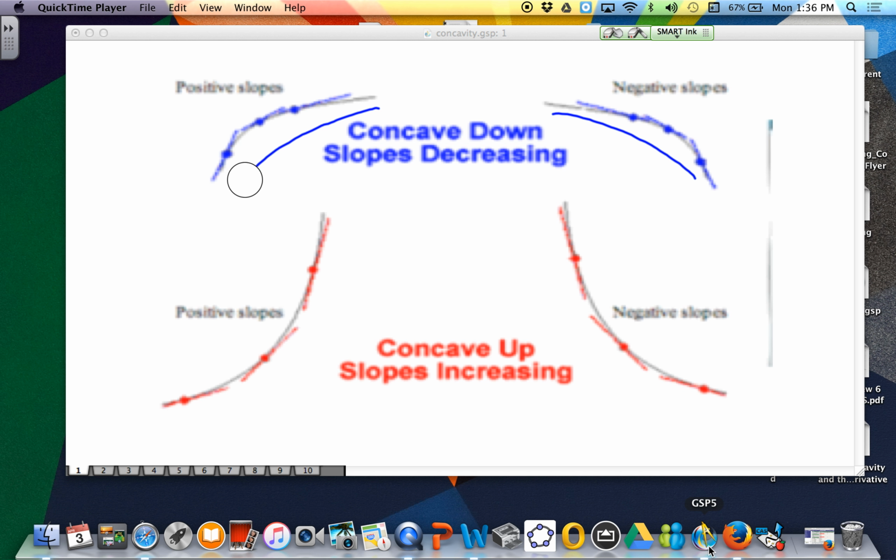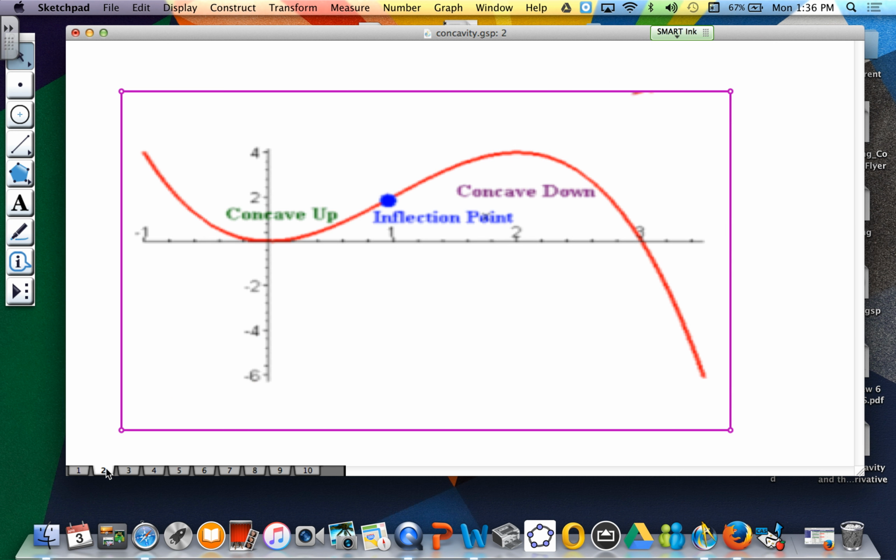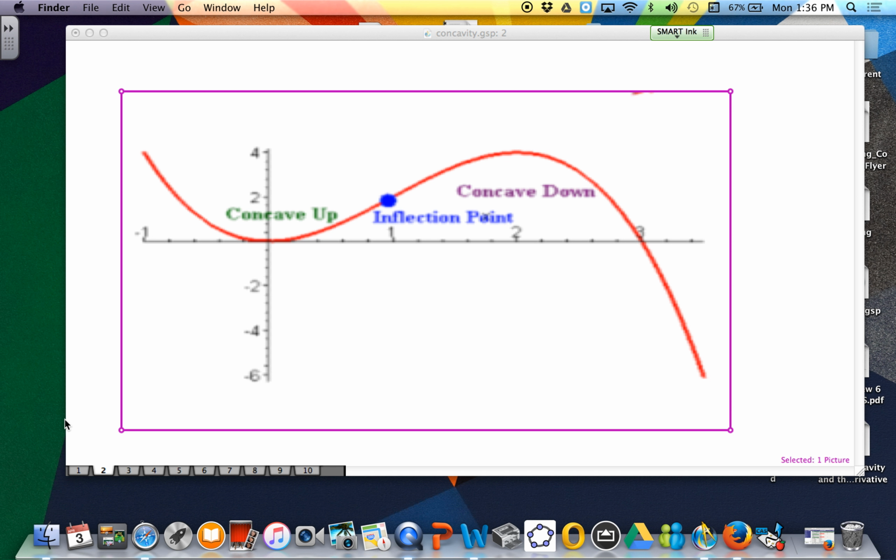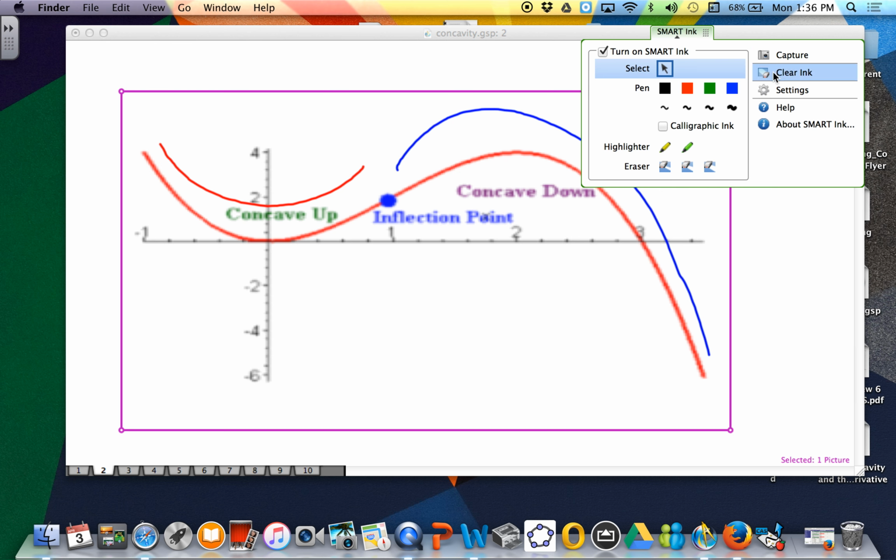Concave up graphs, on the other hand, hold water. And notice their slopes are increasing. So those are examples of concave up and concave down. Here is the graph of a function, and notice the graph is concave up from here to here. And then the graph becomes concave down from here to here. When you have a change in concavity, at that point, you're known to be working with inflection points.